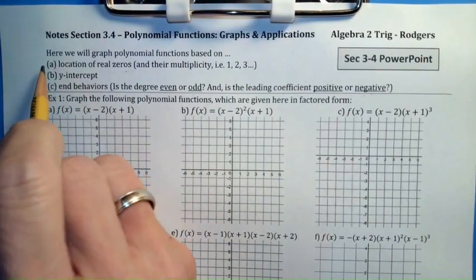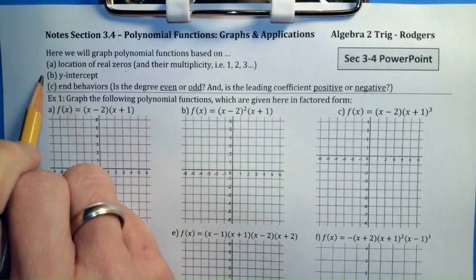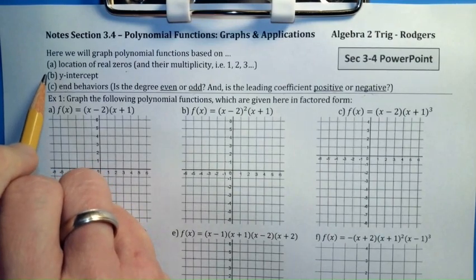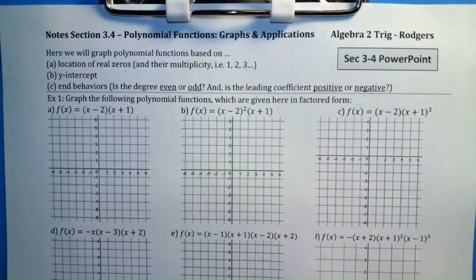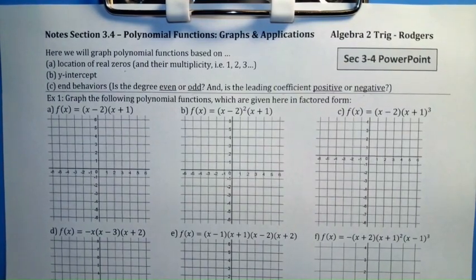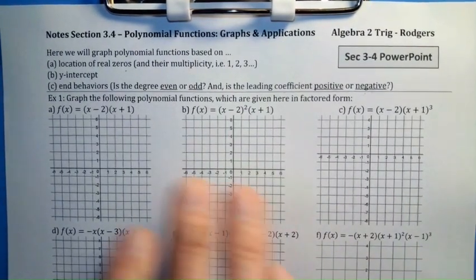So we'll plot the real zeros, we'll plot the y-intercept. We'll see if maybe we want to plot a couple more points, and then we'll decide kind of what the graph looks like. All right, let's look at number one.